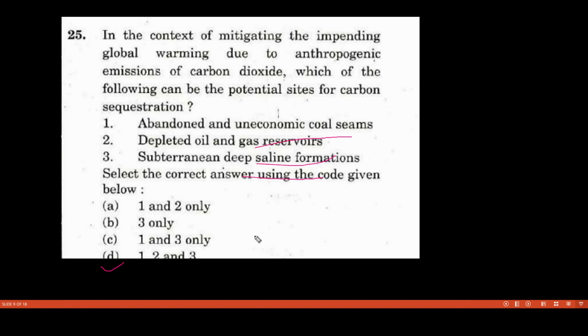So 1, 2 and 3 become the answers. These are very general questions, so you can definitely pick the keyword. Because you need pressure to sequester carbon, definitely these are the places where pressure is higher, so that the gases cannot escape. So definitely these three can be the answer.